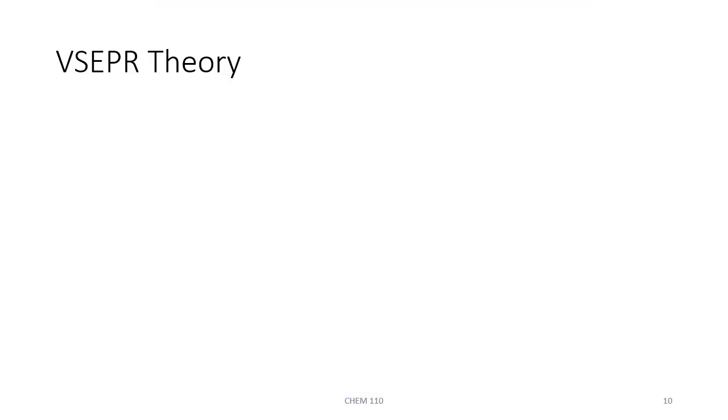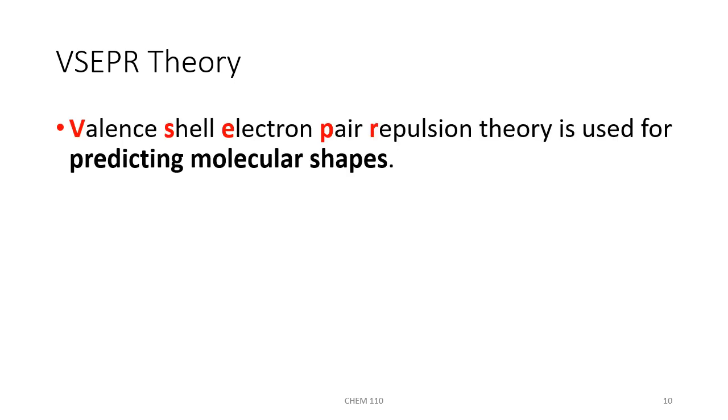Next, we are going to go through a handout, which is a blank chart where we're going to build up our molecular structure through a concept known as VSEPR theory. VSEPR stands for valence shell electron pair repulsion. This theory is useful for predicting different molecular shapes.